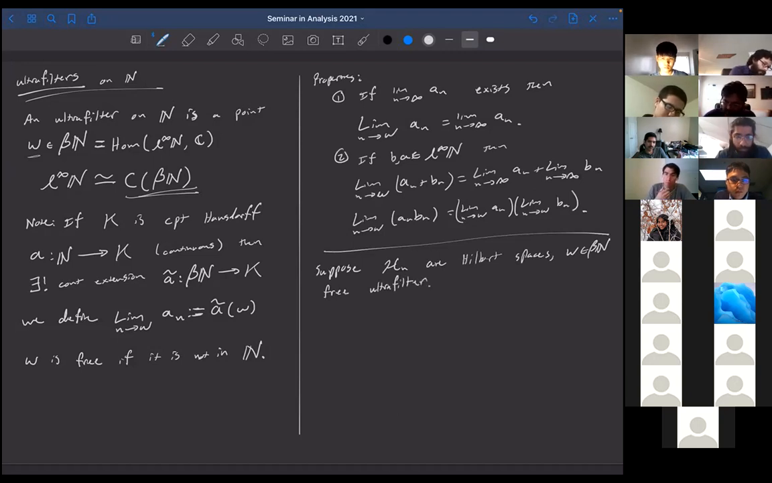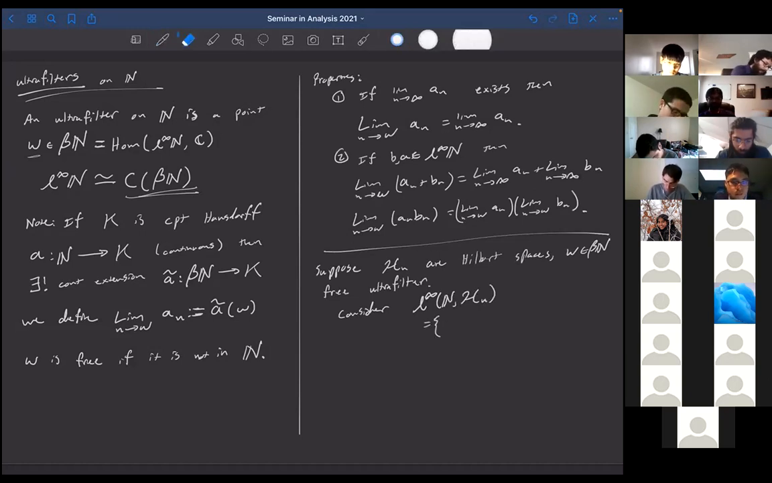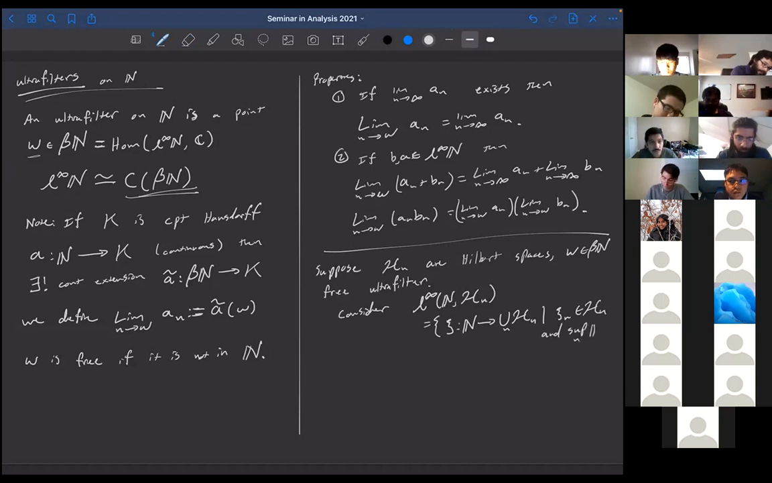So then what can we do? Well, let's consider this space L infinity of the natural numbers with values in H_n. So what is this? This is the set of all functions. Let me use Greek letters since I tend to like that for Hilbert spaces. So these are functions ξ from the natural numbers to the union of the H_n's such that ξ_n belongs to H_n for each n, and they're uniformly bounded. So the sup over all n of the norm of ξ_n is finite. Now this is a perfectly nice Banach space. So this is a Banach space.